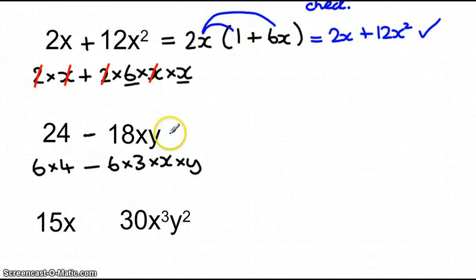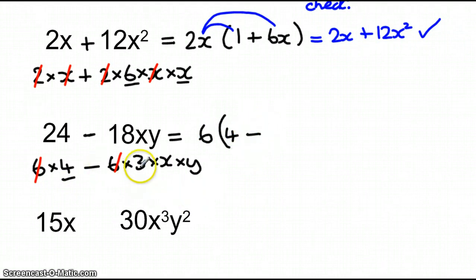And the same there. So let's have a look at what's going to end up outside my bracket. Well, you can see that there's a 6 in both, so that goes outside. Is there anything else in both? No. So now I can put my first bracket in. And what am I left with? I've got a 4.